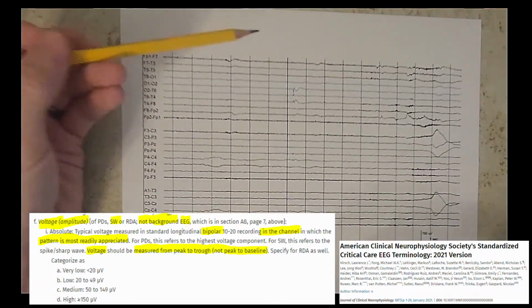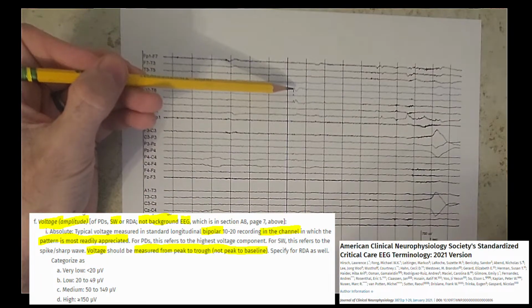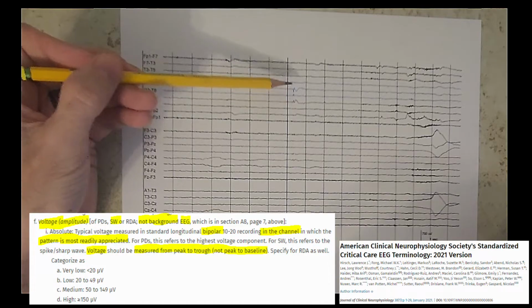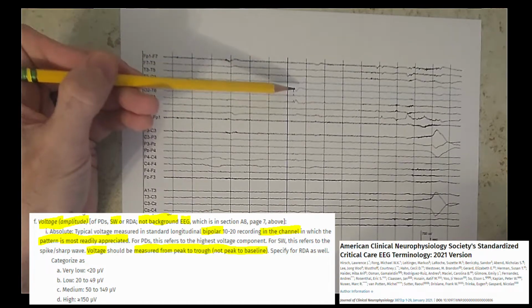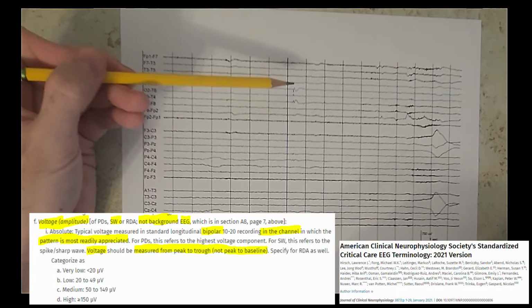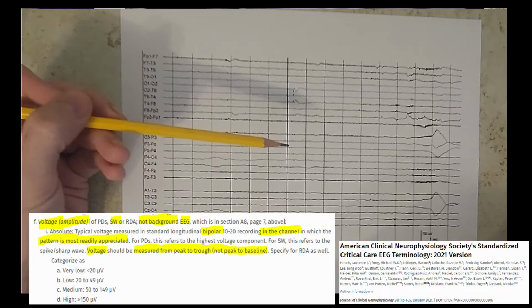And whenever you measure the voltage of an individual waveform per ACNS recommendations, you want to use a bipolar montage as opposed to a referential montage. You utilize a referential montage for measuring voltage when you're comparing hemispheric symmetry or asymmetry.